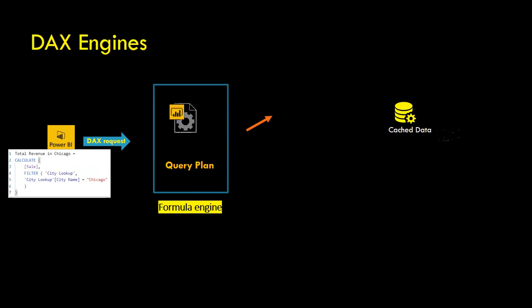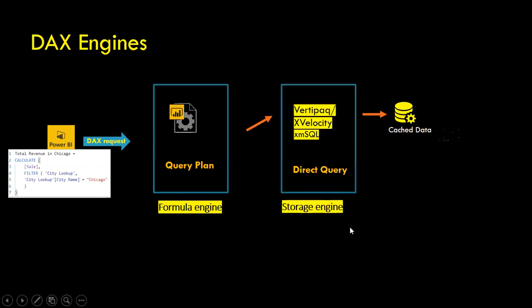In the case of import connection mode, the formula engine sends a data request to your storage engine. This is called your storage engine, because the formula engine cannot retrieve the data directly from the data set. I'm talking about the import connectivity mode. The formula engine sends a query plan to your storage engine in order to get the data, because it cannot extract the data directly.